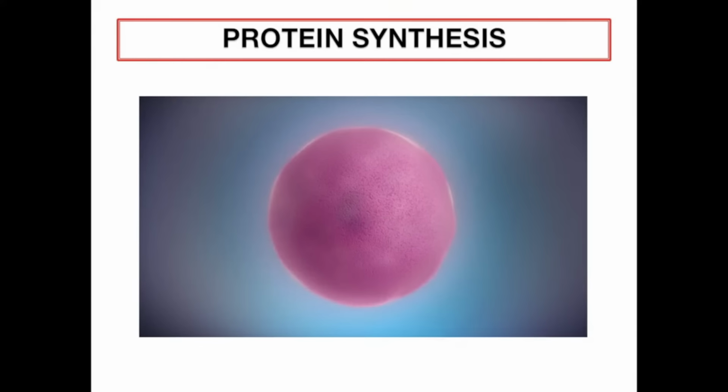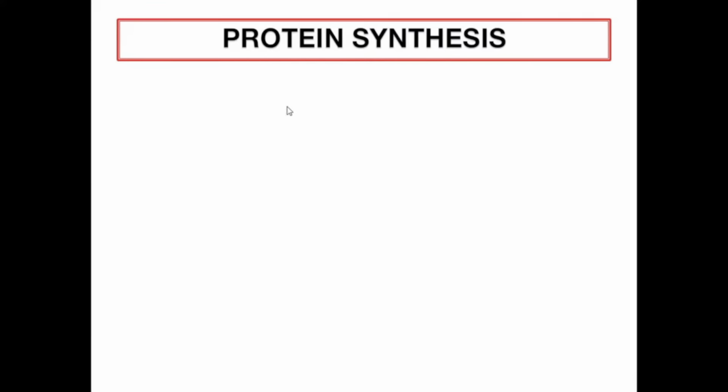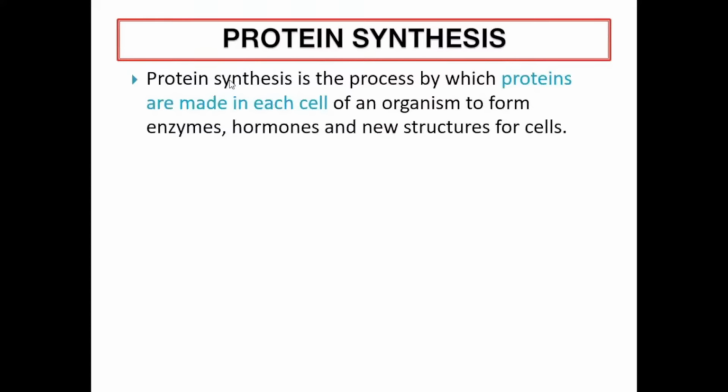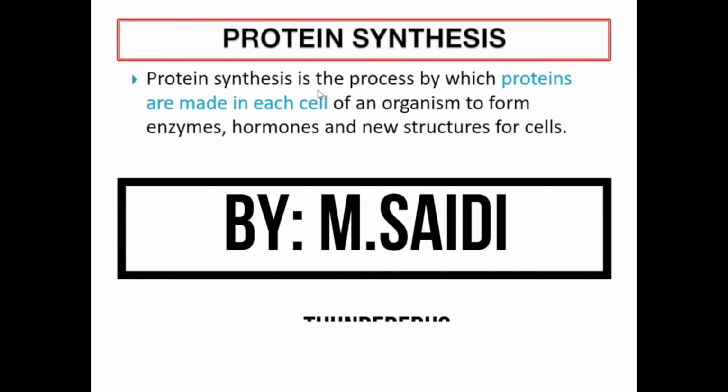Today we are going to be looking at the process of protein synthesis. What is protein synthesis? Protein synthesis is divided into two words: protein and synthesis. When you talk about synthesis, it means manufacture, production of proteins. Protein synthesis is the process by which proteins are made in the cell of an organism to form enzymes, hormones, and the new structures of the cell.